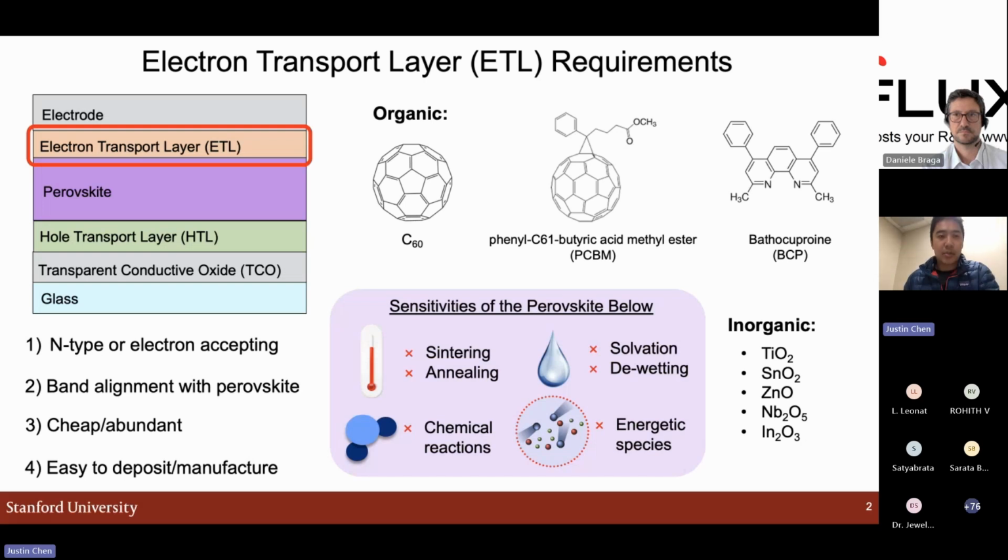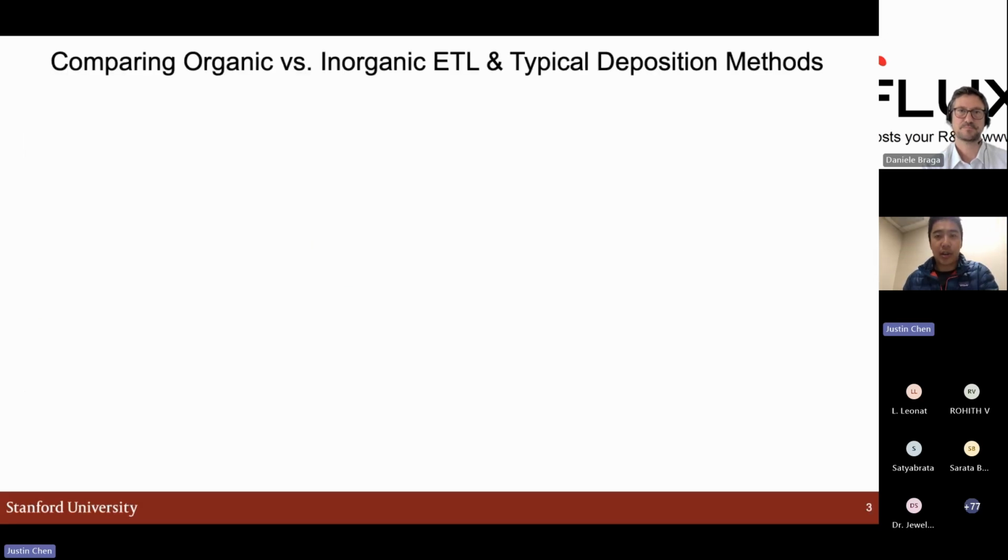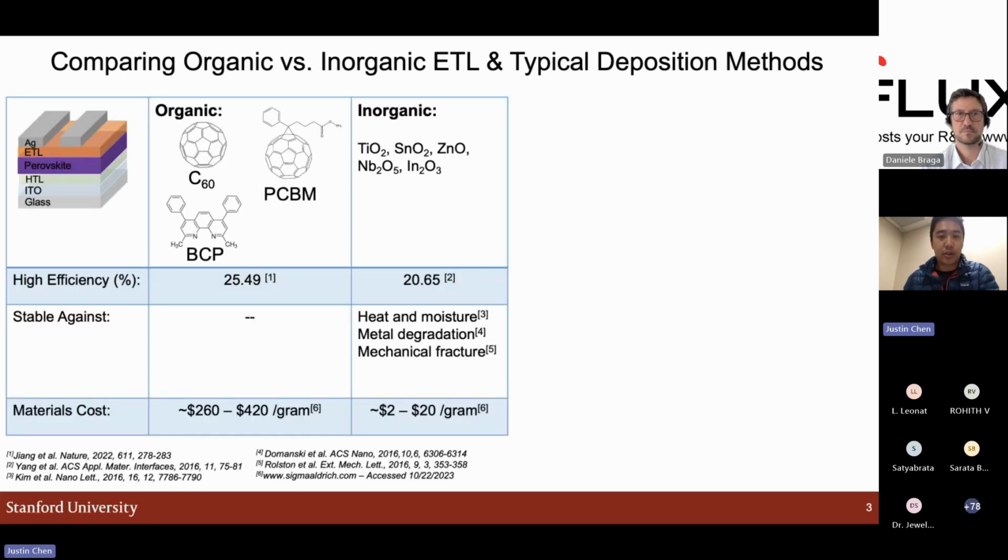So why would someone use an organic versus inorganic electron transport layer, and what are some of the typical deposition methods? So here's a chart that I'm showing just using the same materials from the last slide. And you can see that for the high efficiency devices, many researchers will use the organic materials. This is not because the researchers are studying those organic materials by themselves, rather that they are studying other parts of the solar cell, for example, the perovskite, or maybe some interlayer or some 2D material, and they use the organic material C60 and BCP as part of their device, so they get high efficiencies this way.